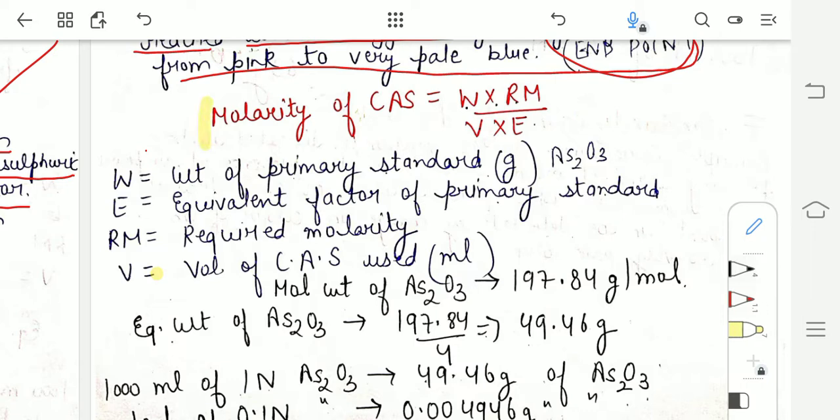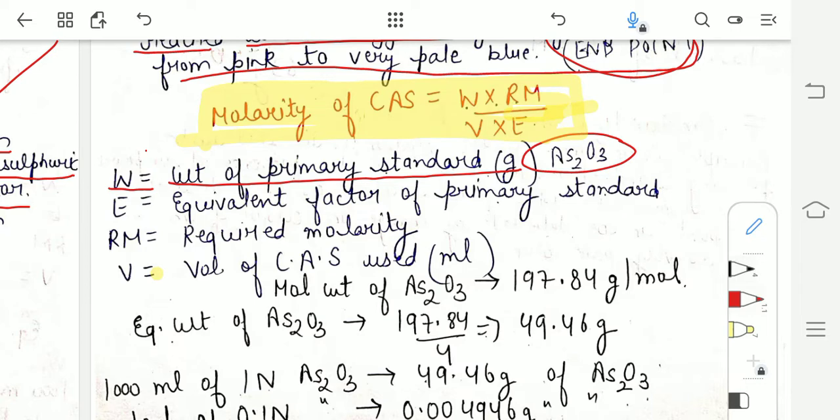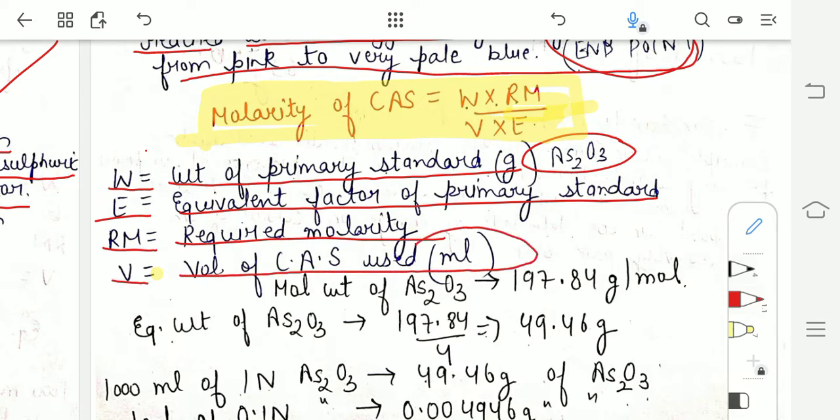Now again this formula which we will use says that the molarity of ferric ammonium sulfate is equal to W into Rm upon V into E. Here W stands for weight of primary standard in grams, which is arsenic trioxide. This we can calculate. E is the equivalent factor of primary standard, Rm is the required molarity, and V is the volume of ferric ammonium sulfate which will be used in ml. So these values, W, Rm, V, we can easily calculate.